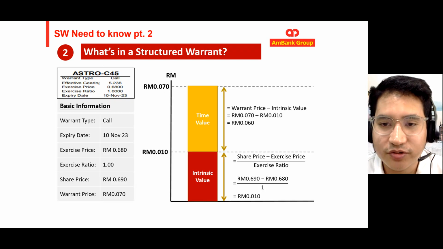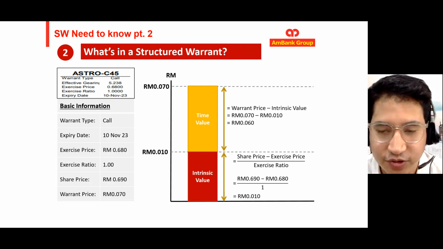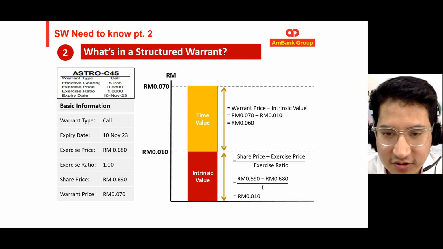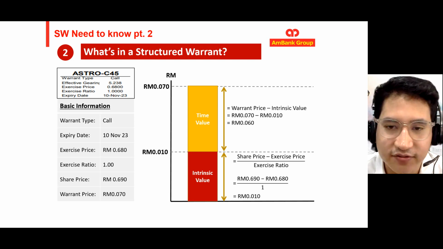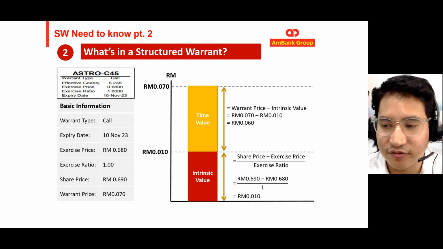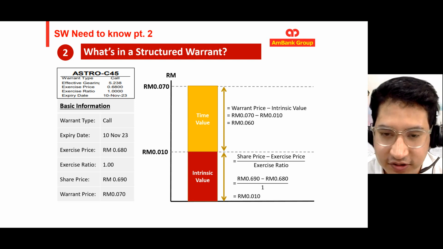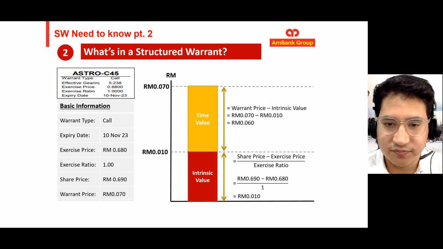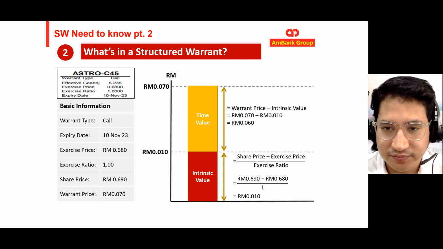Another important thing to know about structured warrants is what is in the price of a structured warrant. So the price of a structured warrant is made up of two things. Say for example, you're looking through our price matrix and then you see Astro C45. You see the exercise price here of 68 cents and expiry date on the 10th of November. So it's still quite far before it matures. Then you see that the share price of Astro is actually at 69 cents and the warrant price is 7 cents.